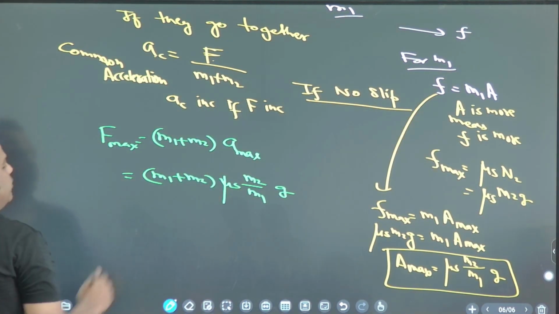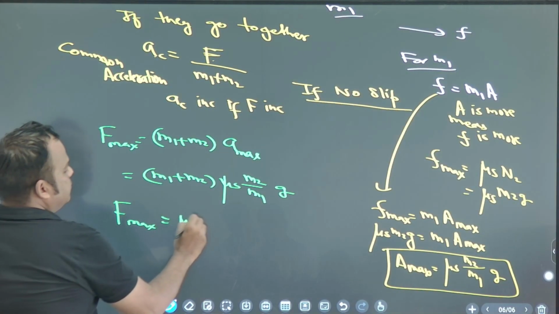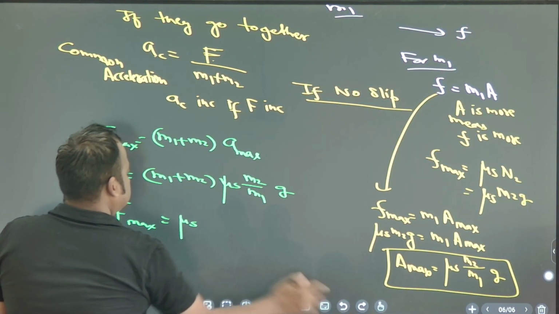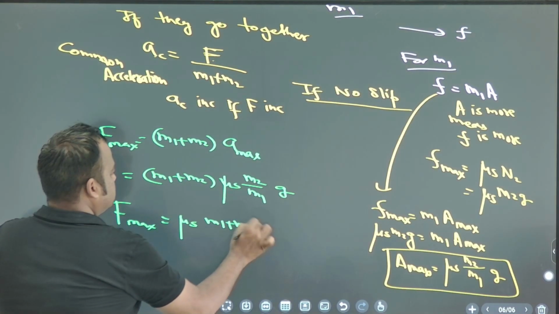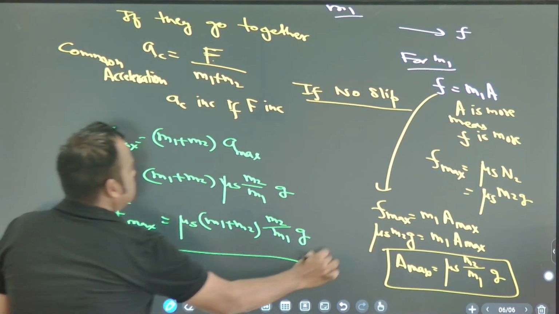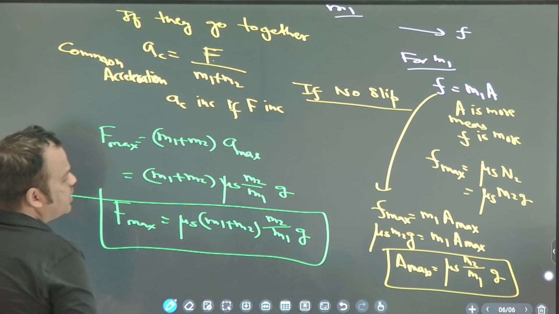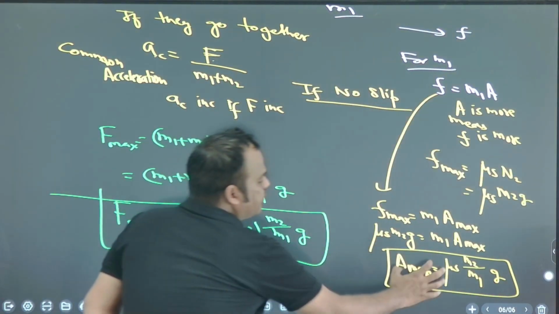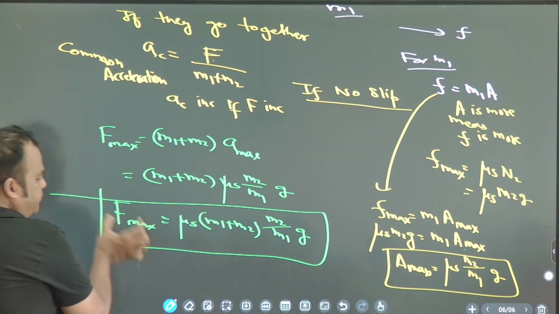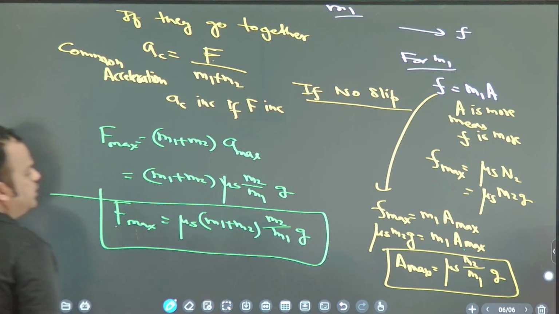So this is the formula for F max. F max is equal to mu s (M1 plus M2) M2 by M1 into g. Maximum common acceleration is mu s M2 by M1 g. Maximum external force is mu s (M1 plus M2) M2 by M1 into g.